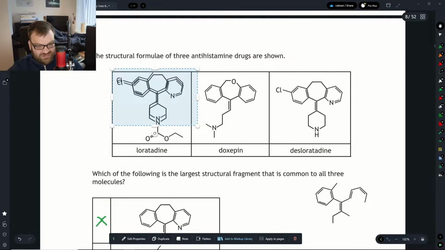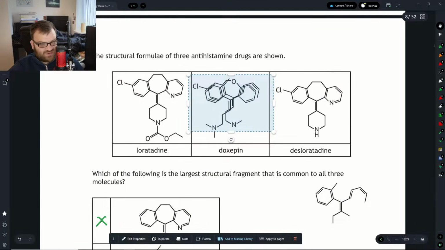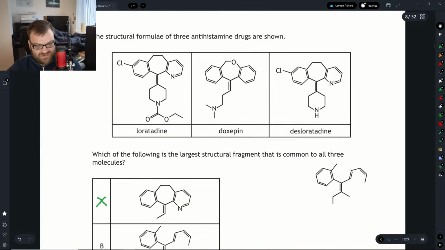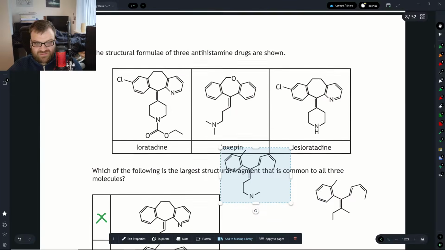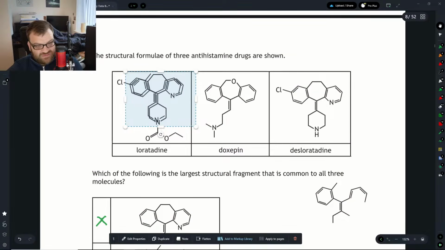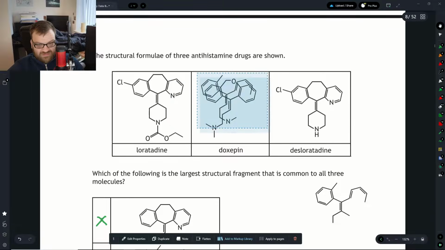Next up, C. That does work for the first one. Not going to work for the second one because there's no chlorine. So let's get rid of that one. So C is not going to be right. D. Looking at D, and put that on top. So it matches the first one. Looks like it. Doesn't match the second one.